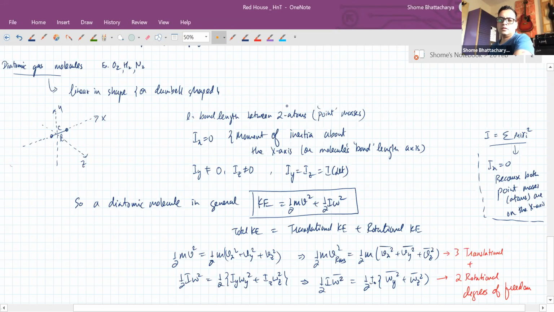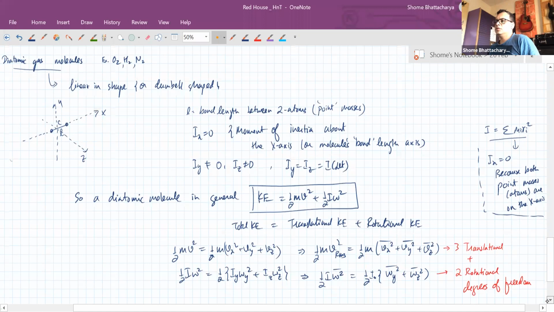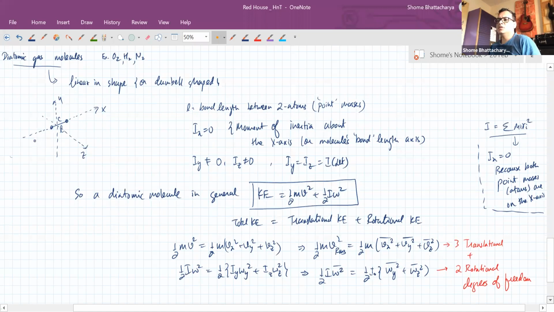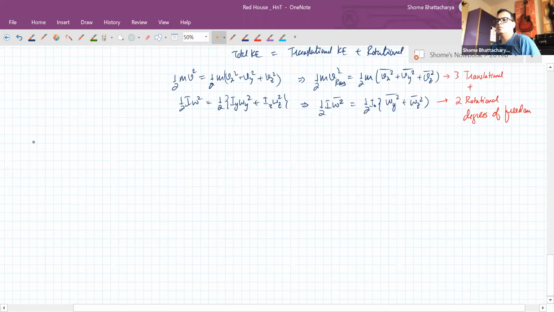Omega is angular speed, beta. Rotational kinetic energy. So here we are talking about, for example, this dumbbell shaped molecule rotating about the y-axis with angular velocity omega y, then its rotational kinetic energy will be half Iy omega y square.